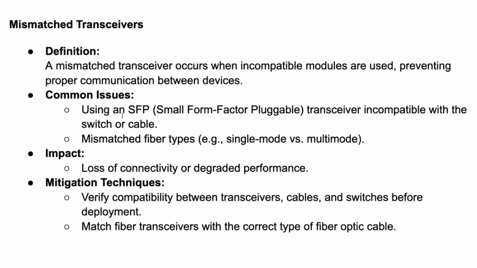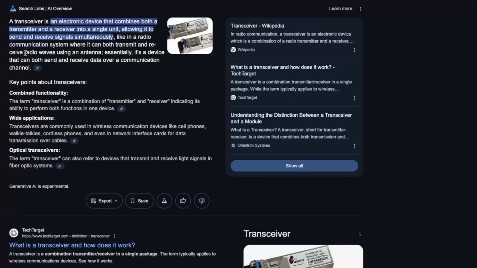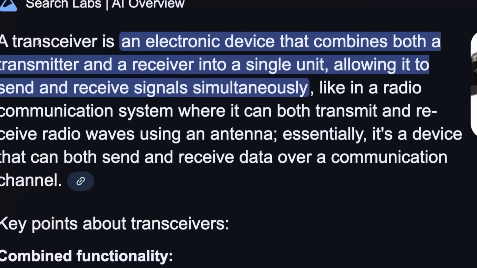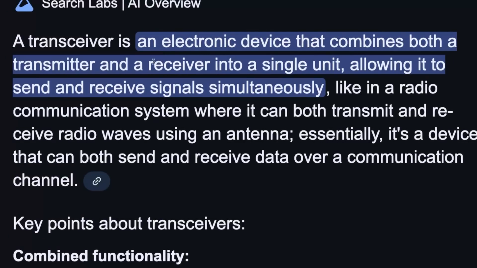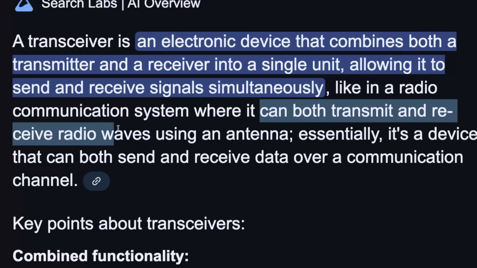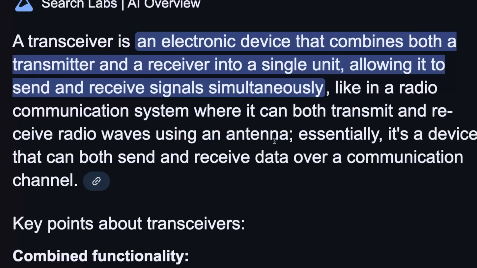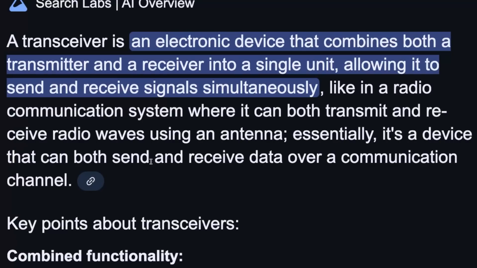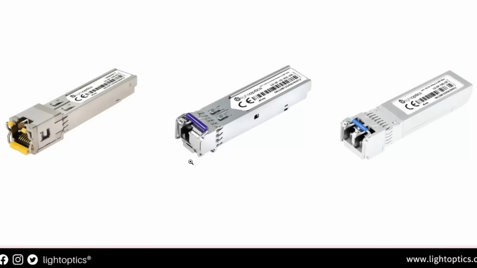We have another cabling issue here, which is the mismatched transceiver. Now, a transceiver is this device right here. It's an electronic device that combines both a transmitter and a receiver into a single unit, hence the name transceiver. It allows you to send and receive signals simultaneously. It's like a radio communication system where it can both transmit and receive radio waves using an antenna. Essentially, it's a device that can both send and receive data over a communication channel. This is what a transceiver looks like.